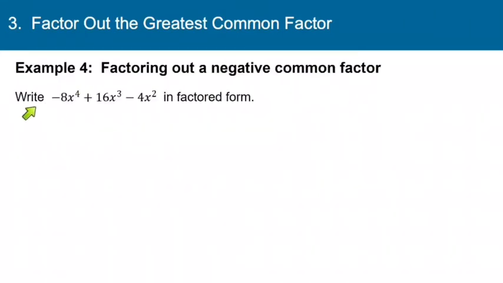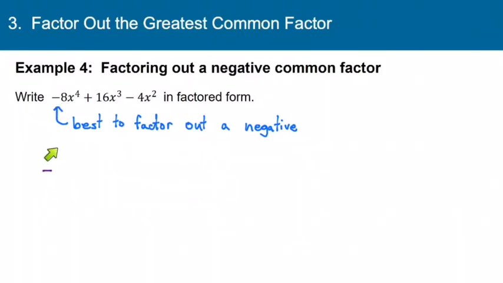Here's an example. Here we have negative 8x to the fourth plus 16x to the third minus 4x squared, and we want to write this in factored form. Now notice that the leading term is negative, and therefore it's going to be best for us to factor out a negative GCF. That way, inside our parentheses, the first term will be positive. So let's go ahead and say that our GCF needs to be negative.